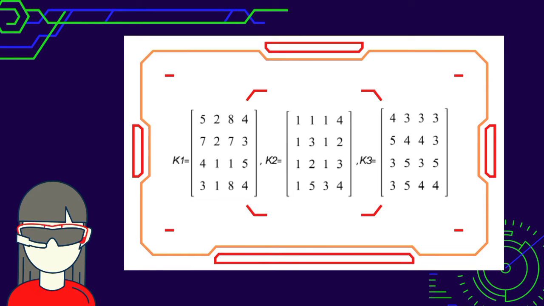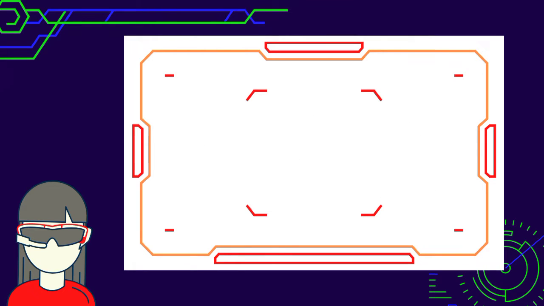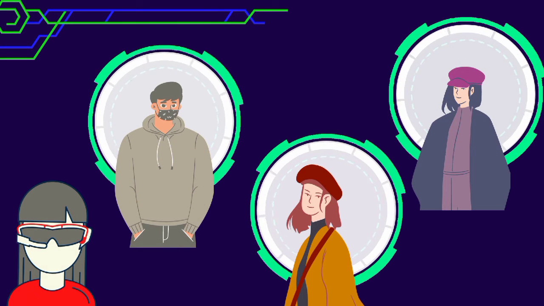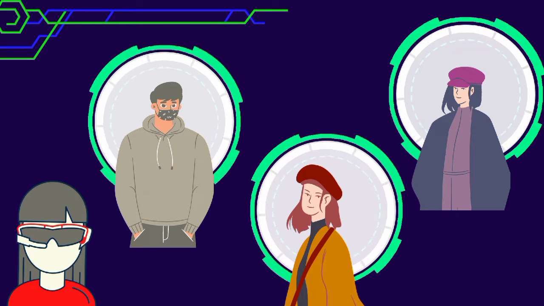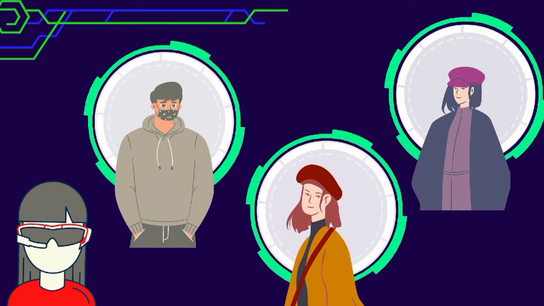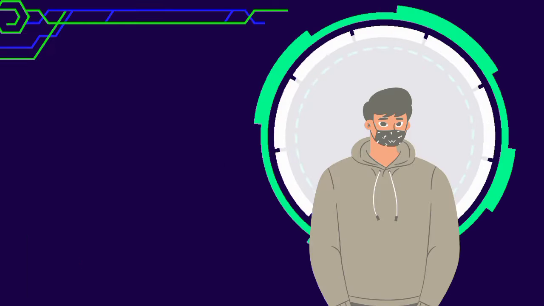Busu is now given 3 sets of matrices K1, K2 and K3. Haikal, Aina and Najwa decided to help Busu to decrypt the message. They have to decide which key has the message sent by Along. Let's start with K1.